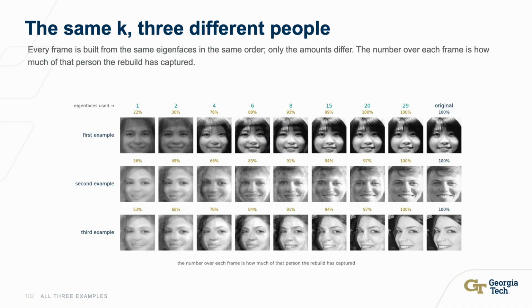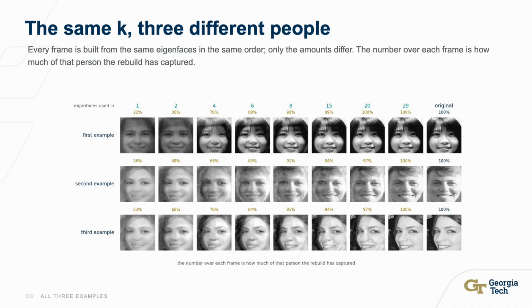At 8 eigenfaces, all 3 have converged to between 91 and 93%. Different starting points, same knee. After that, they are separate again. The first woman reaches 99% by 15, the other 2 stall at 94. Every frame on this slide is built from the same eigenfaces in the same order. The only thing that differs between the columns is a list of amounts.